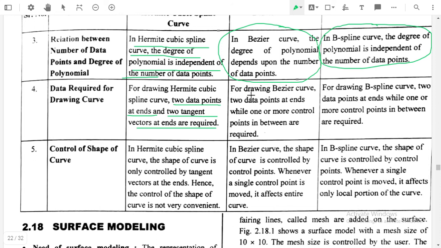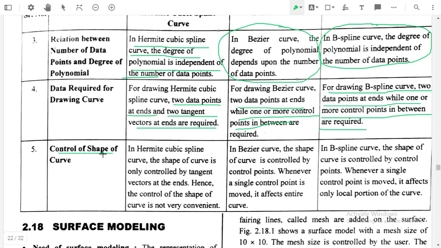To represent the Bezier curve, two data points at the ends, while one or more control points in between, are required. To draw the Bezier curve, two endpoints and one or more control points are required to decide the shape of the curve. For drawing the B-spline curve, two data points at the ends and one or more control points are required. In the case of a B-spline curve also, we require two endpoints and intermediate points to represent the curve.